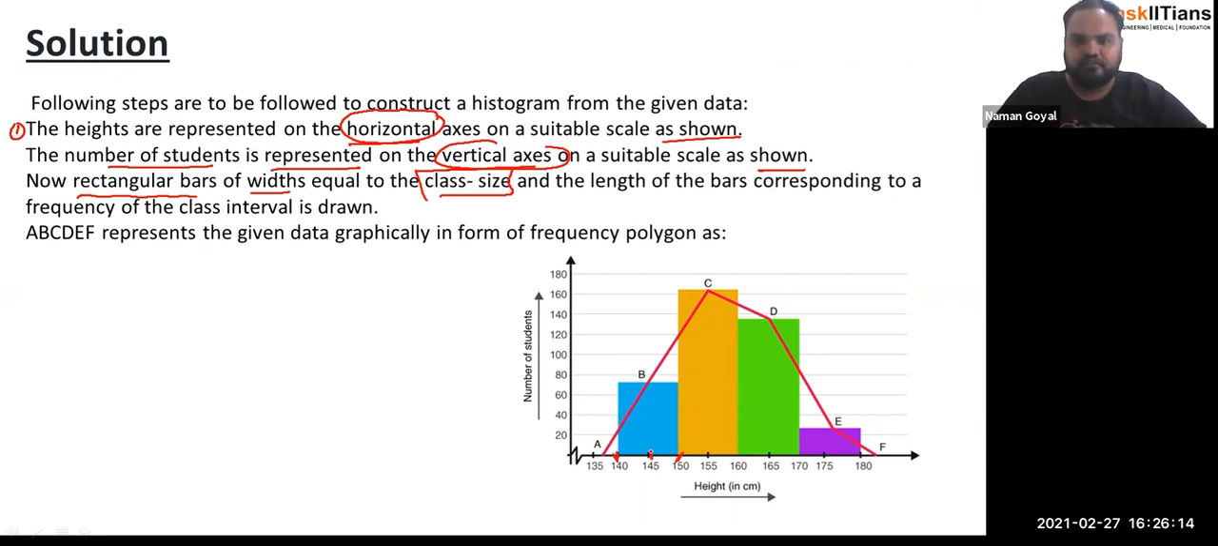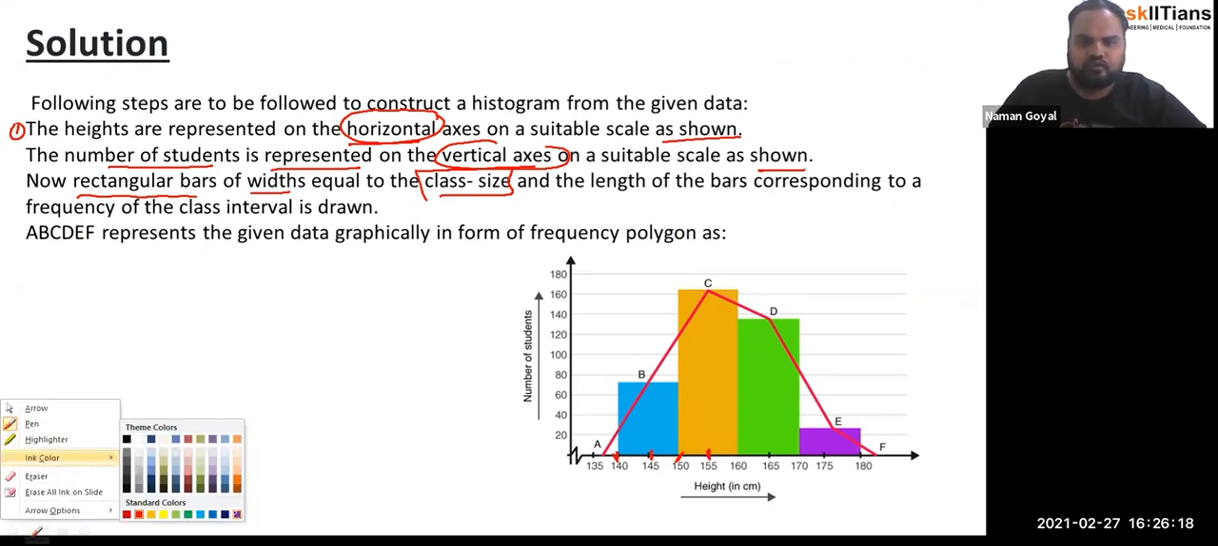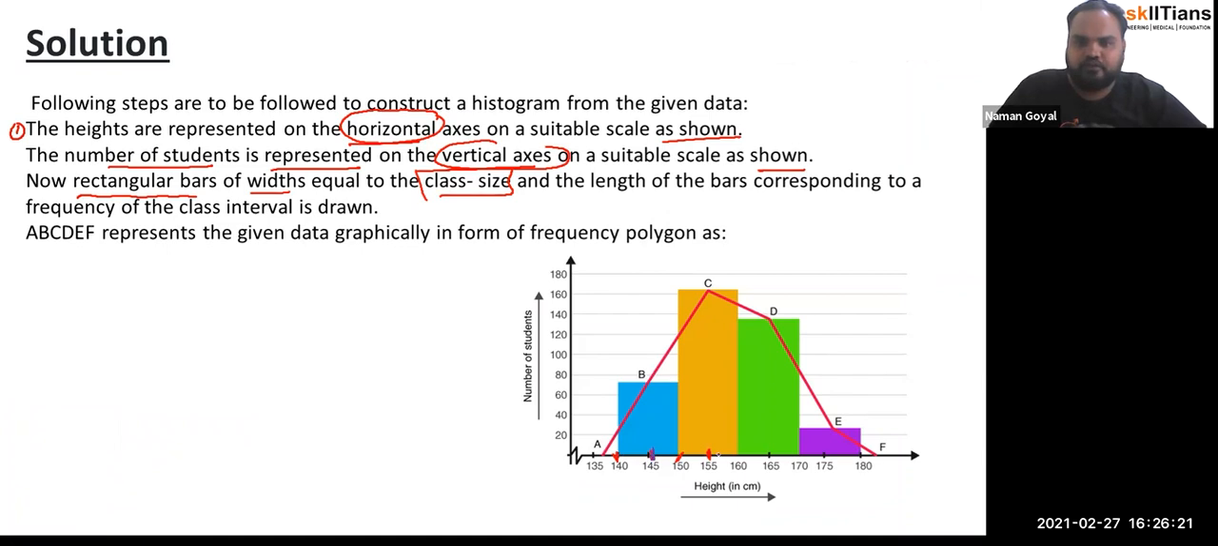So at midpoint, this is for 145, 155. Okay, let me change the color. Yes, 145 is the midpoint, 155 is the midpoint, 165 is the midpoint, 175, and this is 185. Okay, and this is 130, this is 130, and this is 135. This point is 135. So what we have to do, we have to join these points AB, then BC, then CD, then DE, and then EF. So we got this graph as frequency polygon graph.